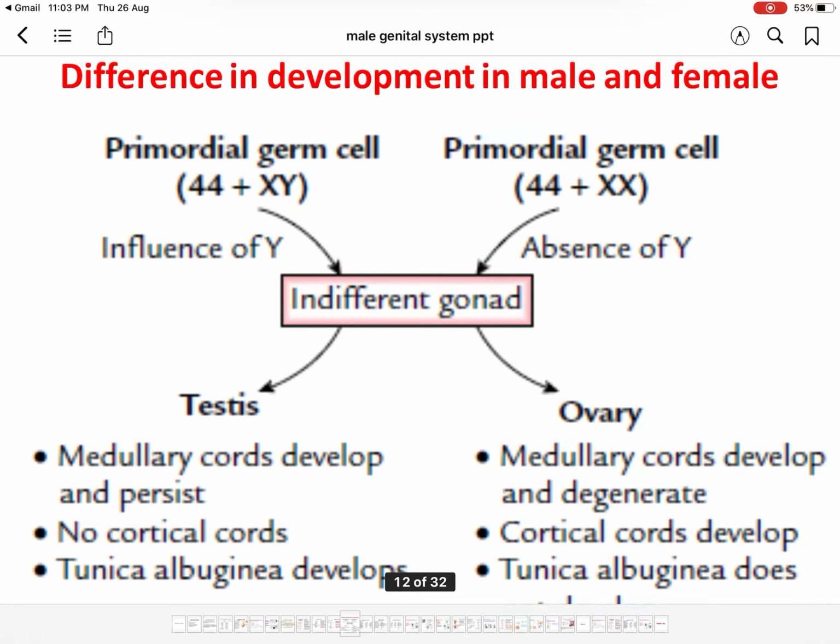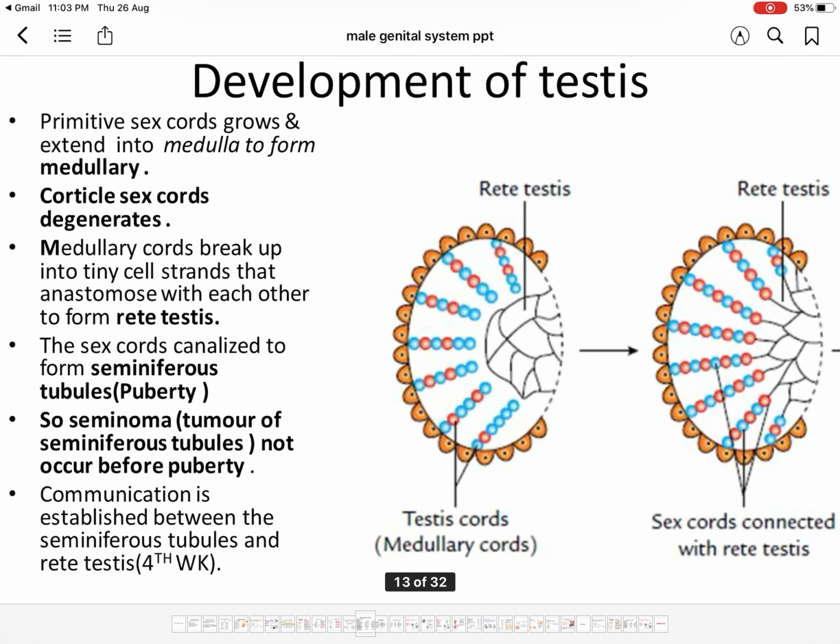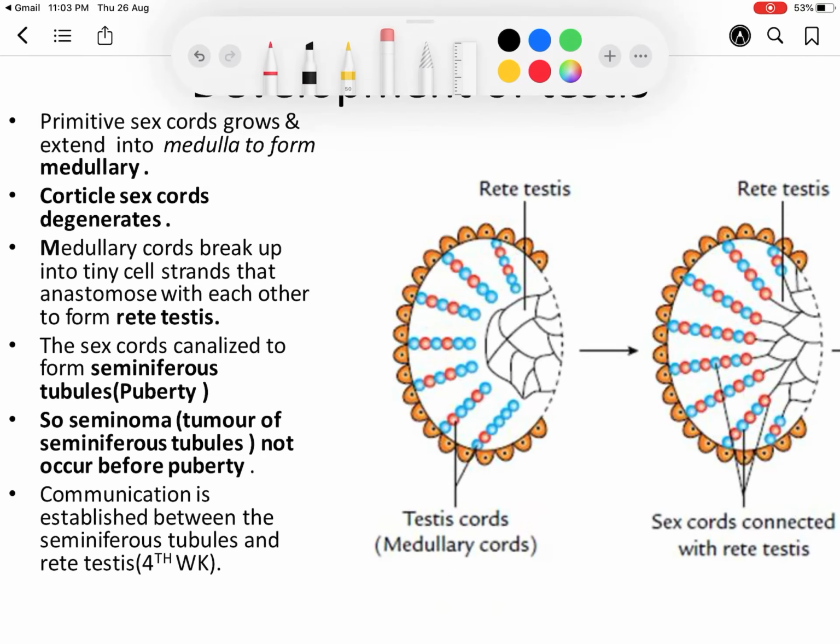Now we come to the further development of testes. The sex cord that has been formed has grown into the medullary region. Now these terminal parts of the sex cord degenerate, or they interlace with each other to form the rete testis. So the rete testis is formed by the medullary cords, which break up and anastomose with each other.